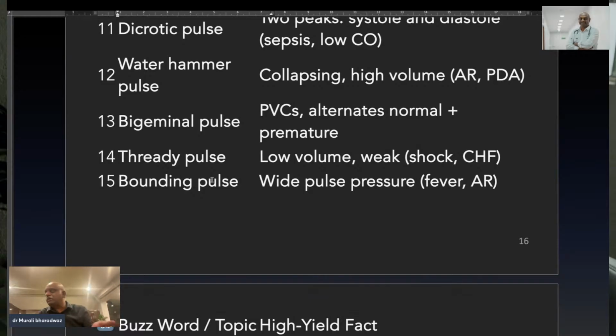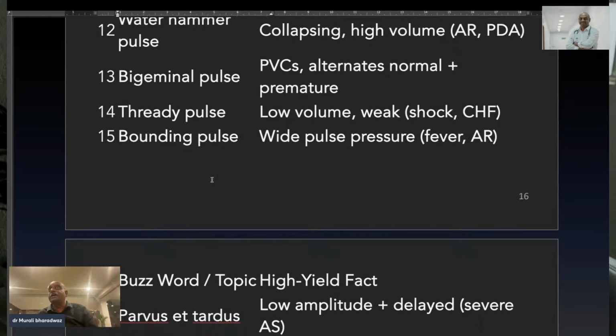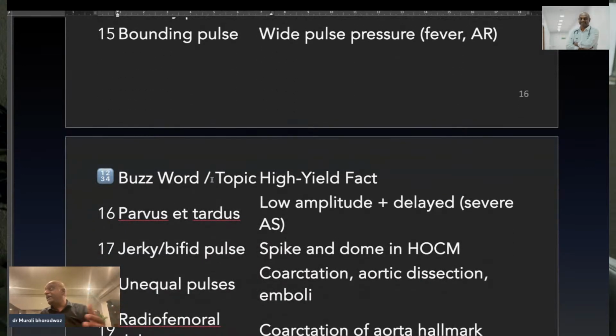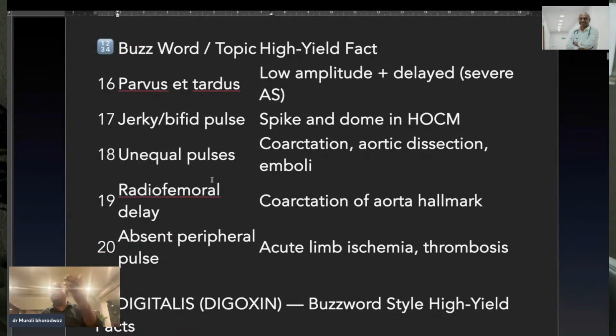Alternates normal plus that premature PVC together is called bigeminal in premature ventricular complex. Any low volume pulse, which is very weak, is seen in shock. Wide pulse pressure in fever, AR, PDA, thyrotoxicosis is bounding pulse. Pulsus tardus is a low volume pulse with a delayed upstroke, which is seen in severe aortic stenosis.